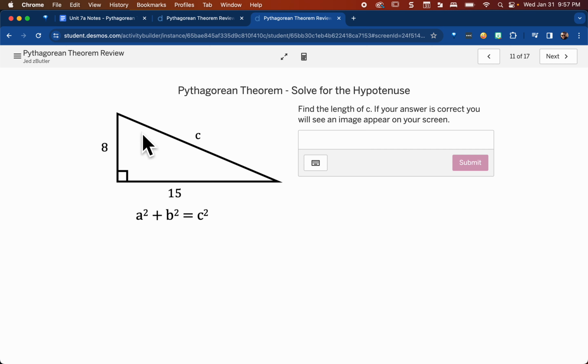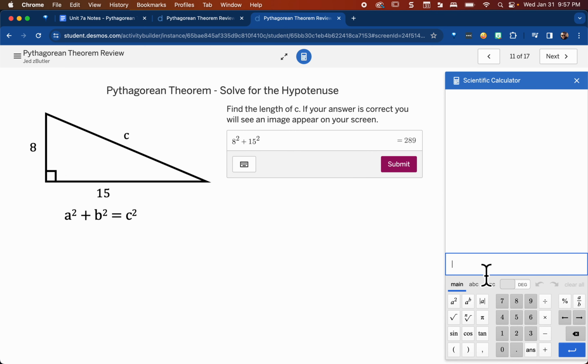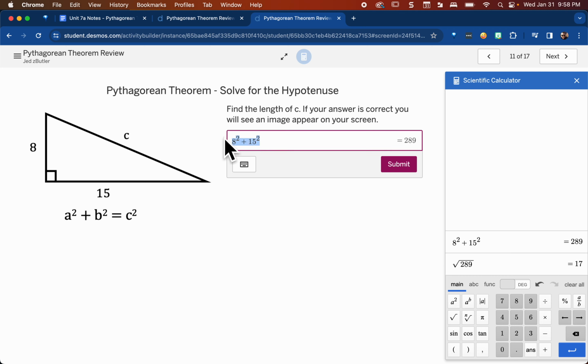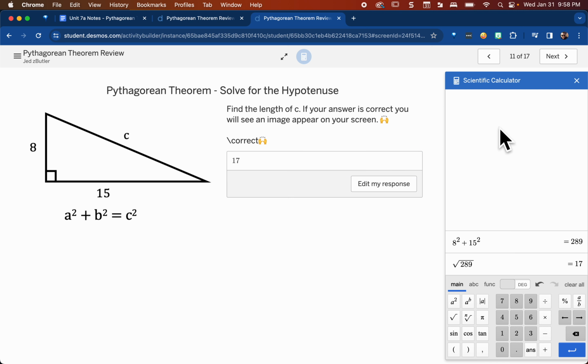Here we have another calculation with 8 and 15. So I know that 8 squared plus 15 squared is going to equal c squared. Let's do this in a couple of steps here. So I'm going to write 8 squared plus 15 squared. And then I need to square root that because that's 289. So if I say square root of 289, that is 17. Submit, and it's correct.